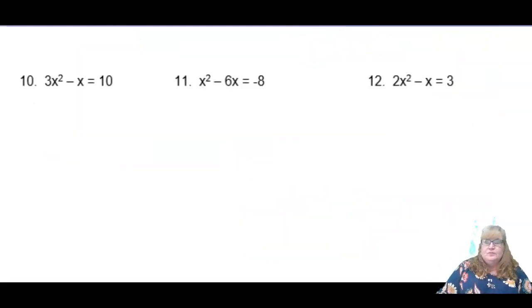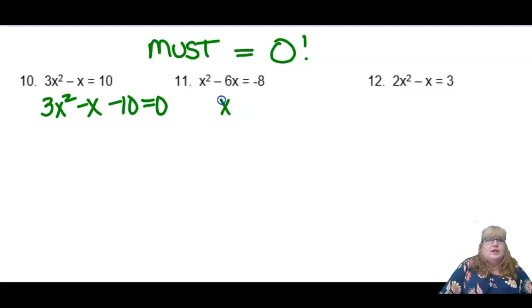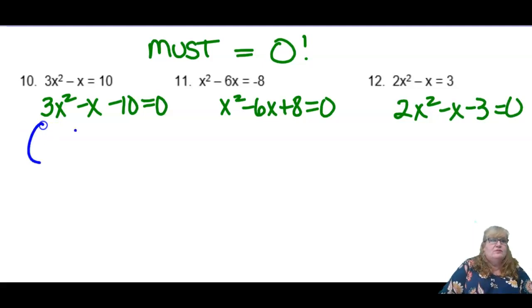All right, 3 more trickier factoring problems. First of all, it must equal 0 before you can factor. So 3x squared minus x minus 10 equals 0. Or x squared minus 6x, to move this over, we'd add 8 and subtract 3. I don't know why I felt the need to do all 3 of those at once, but now we're just going to factor.